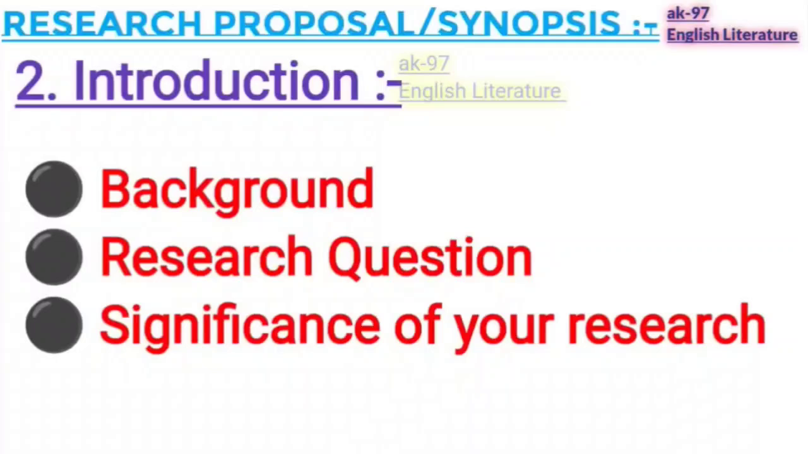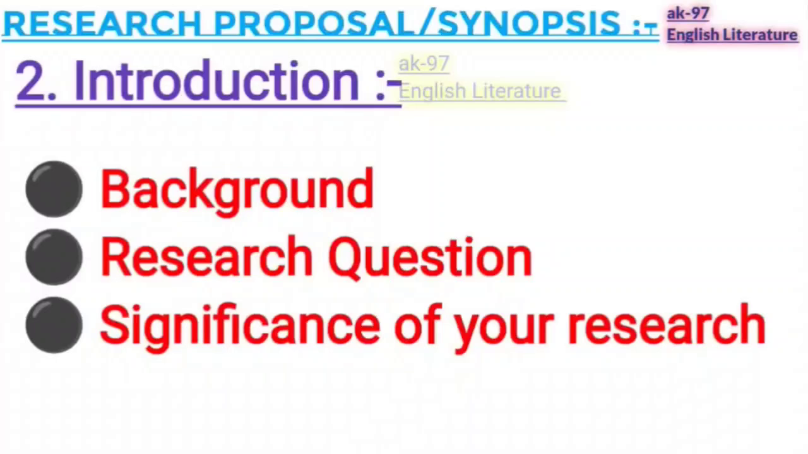When it comes to background, you are going to give background, that is context or history of the research topic. You are going to give history of your area of interest. And after that, you are going to mention your research question. Research question is nothing but a specific question that your research is aiming to investigate or aiming to find a solution or answers.